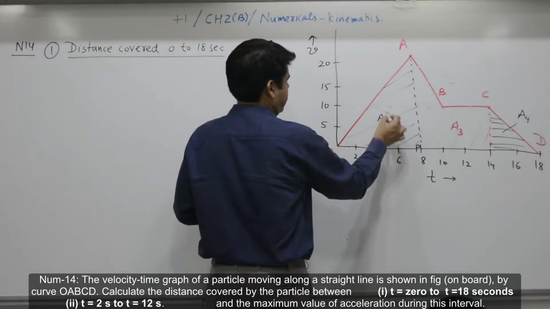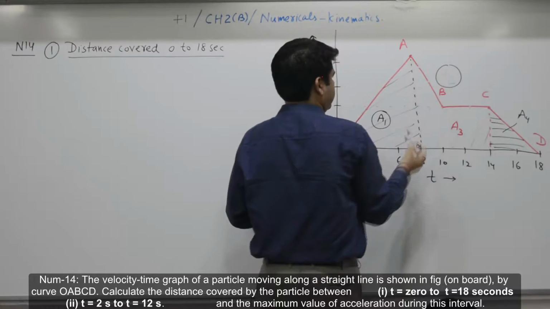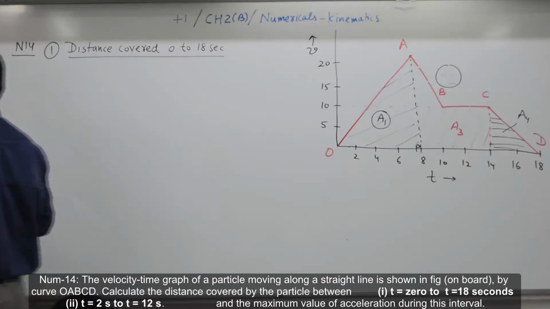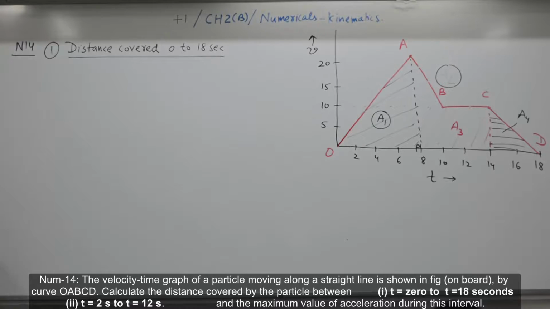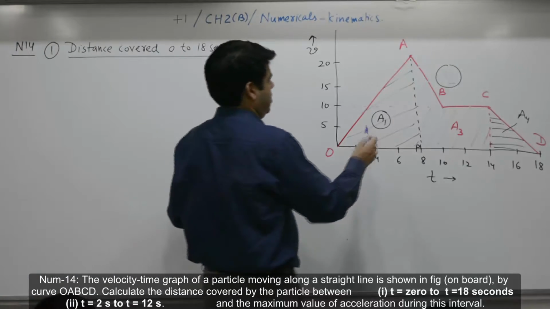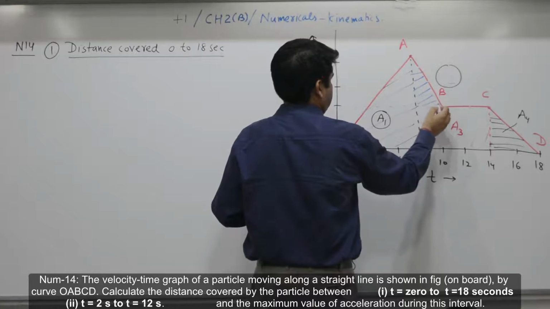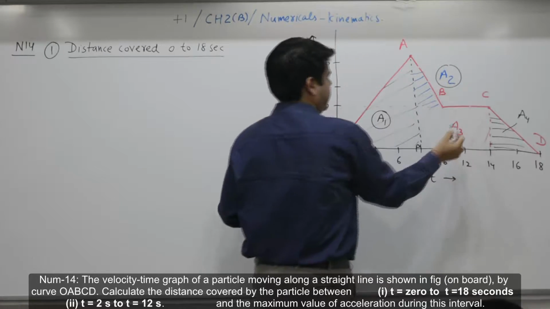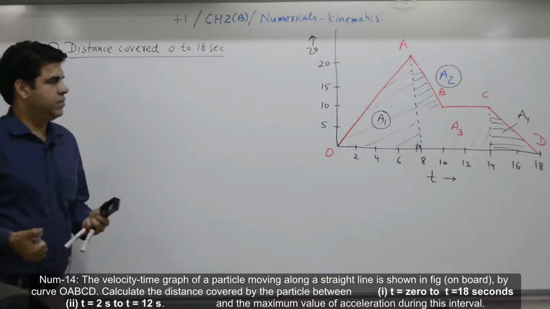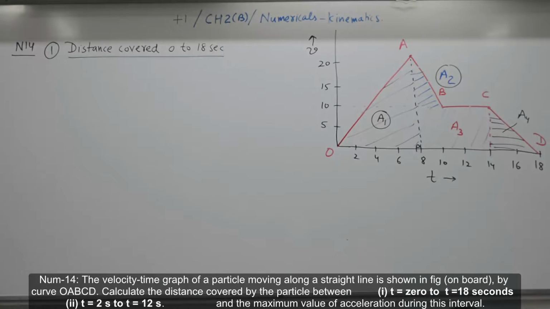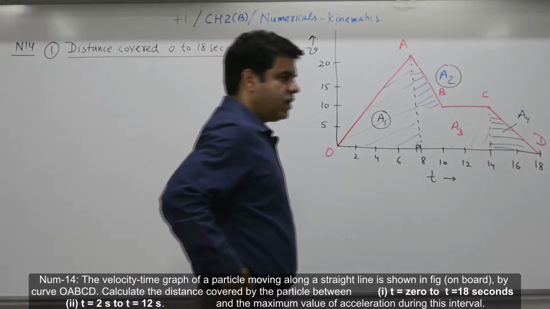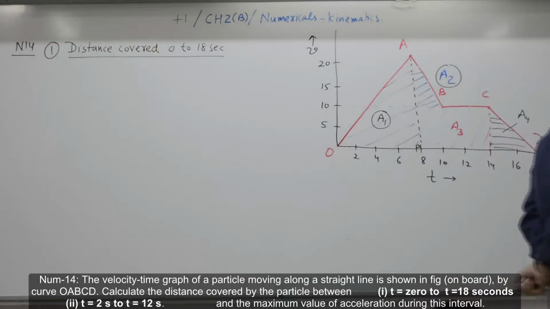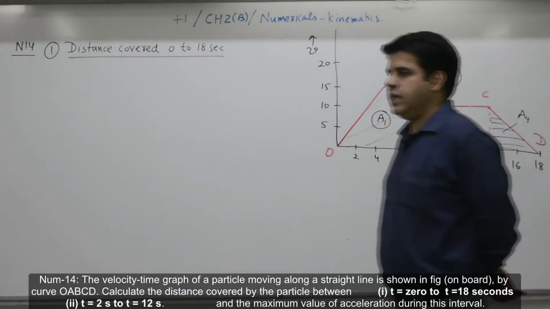Find A1, A2, A3 and A4. Find 4 areas. Area under the VT graph gives a displacement. Area of a triangle is 1 by 2 base into height. Area of a rectangle is length into breadth.